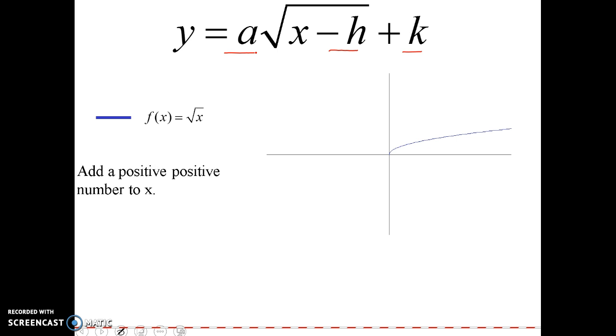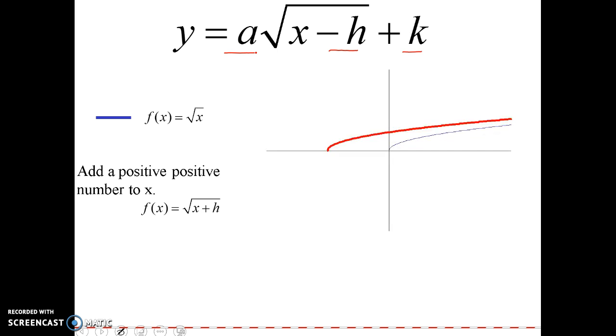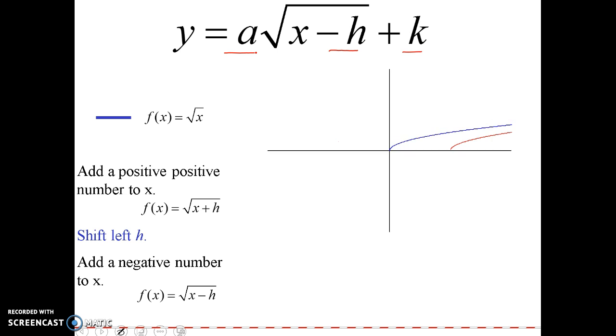But what happens when we add something inside the square root sign? Like, for example, we add square root of x plus 2 or square root of x plus 3. What's going to happen is that it's going to take the entire graph and shift it to the left that many units. So if this was square root of x plus 3, it would actually shift it to the left 3 units. And if we added a negative number like square root of x minus h, it would actually shift things to the right the same number of units. And so the h is going to move things left and right in our equation.